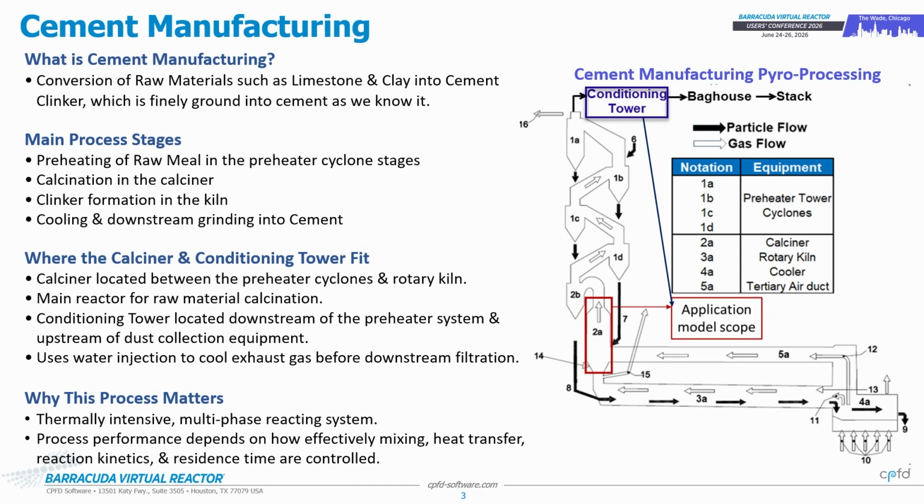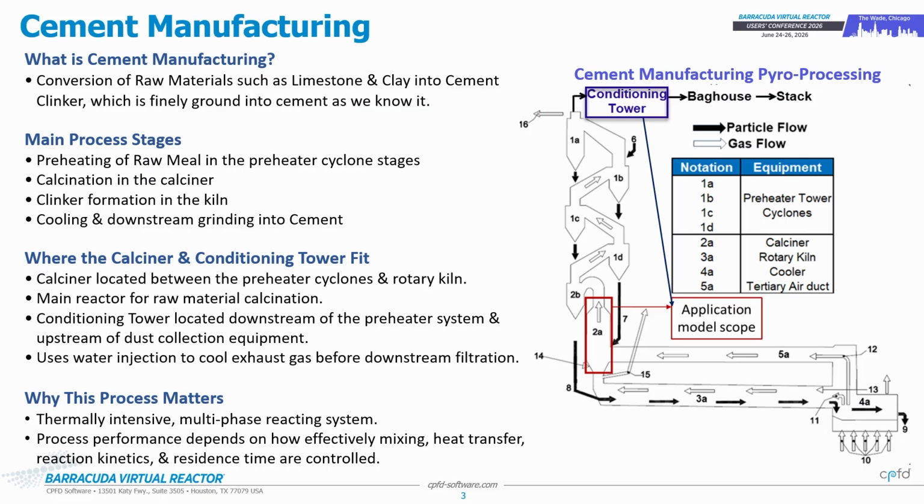To start with a quick overview of the cement manufacturing process, I have a schematic here. So cement manufacturing is a high temperature pyro-processing operation in which raw materials such as limestone and clay are converted into cement clinker, which is then finally ground into cement powder as we know it. And this schematic shows the entire flow. Here there's several key stages involved.